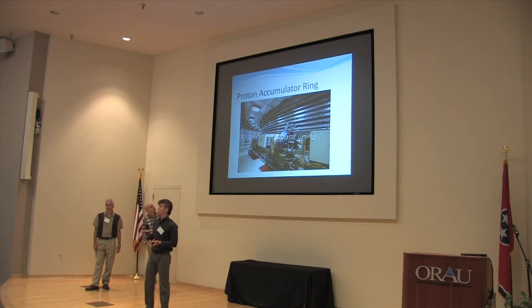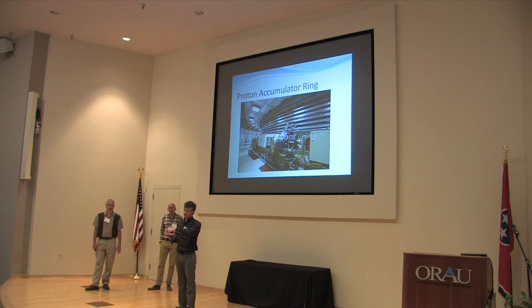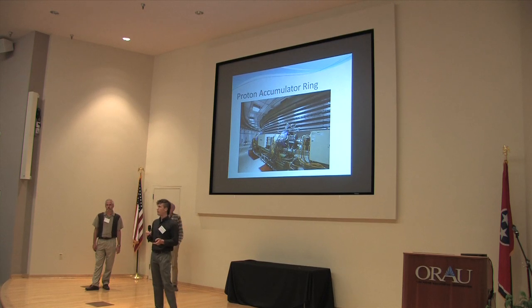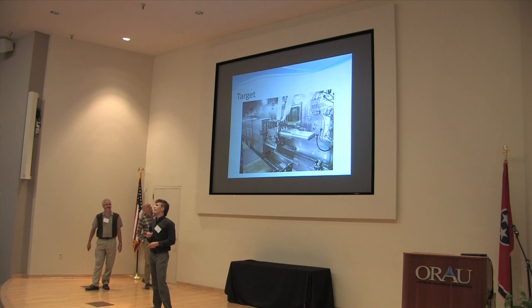They go into the proton accumulator ring, which is kind of a square type thing with the corners rounded off. The protons go around it really, really fast, and they bunch up, they accumulate. After they bunch up, when they get to the right amount of force, they're projected into a target, which is up there. It's the cylindrical rectangular thing, and that's full of liquid mercury.